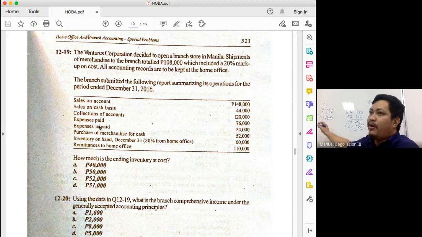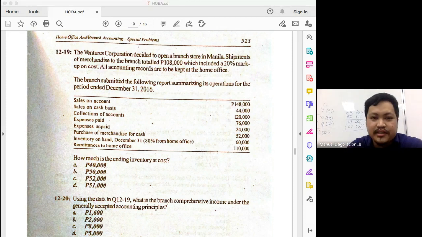Deduct the markup on ending. Didn't we solve already earlier the markup on ending, class? How much is the markup on ending? Was it 8,000? Yes. Because I hope you can still remember the 8,000. The markup on the ending inventory is 8,000. So that means the markup on the cost of goods sold is 10,000.